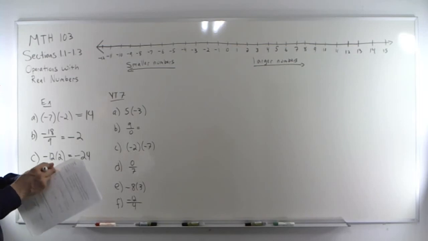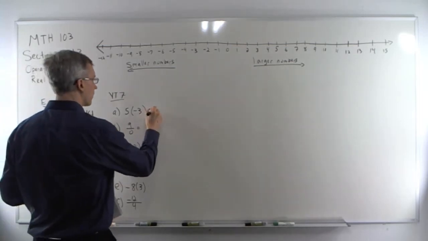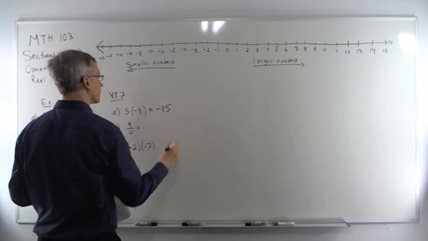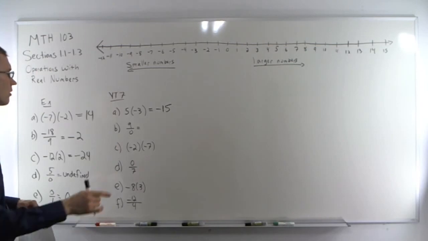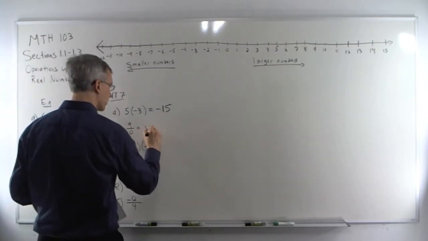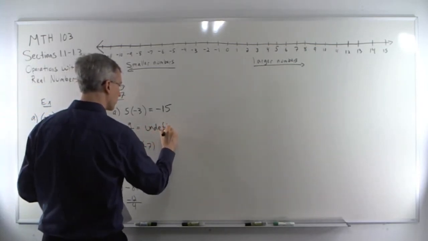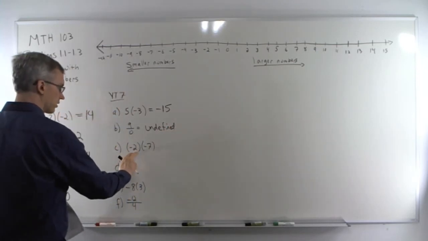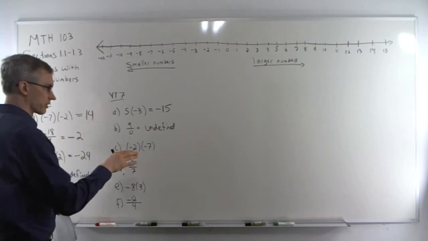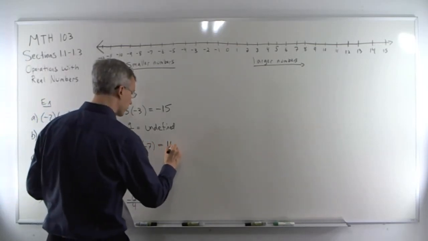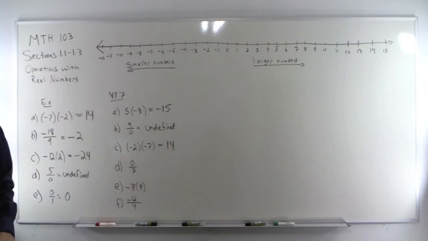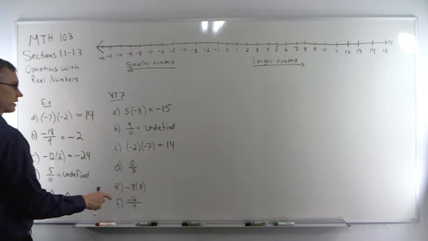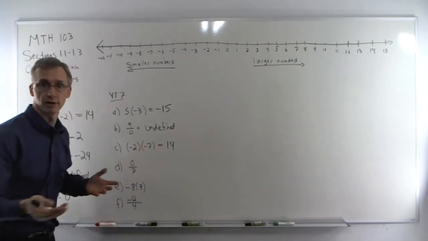First one, multiplying numbers with opposite signs. 5 times 3 is 15, so that gives us negative 15. B, division by 0, undefined. C, we've got numbers with the same sign. Those negatives are going to cancel. That gives us 14. Notice that with multiplication, order does not matter. Negative 7 times negative 2 gives us 14. Negative 2 times negative 7 gives us 14. Same answer.